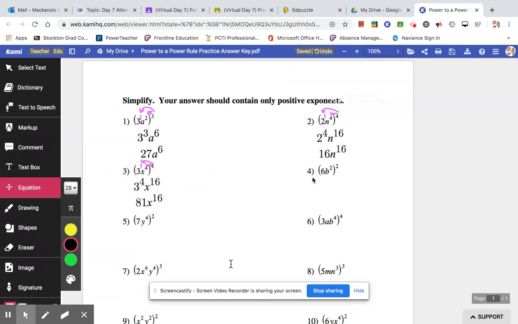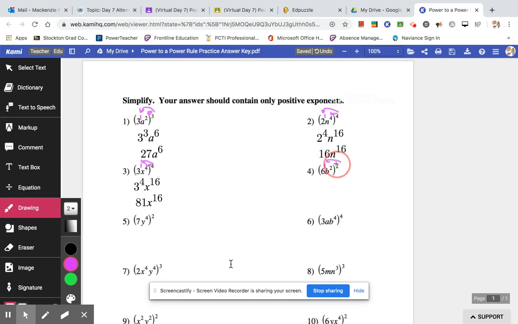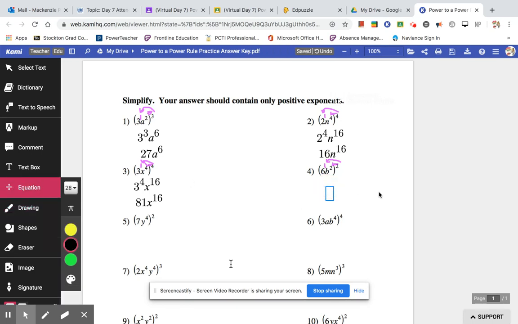All right, if we take a look at number 4, again, we have a 6 and a b, so I just want to put that 1 here, and the b already has 1. And then again, we're distributing the outside exponent to all of the inside exponents. So when I go to type that, I keep the 6. The 2 times 1 is 2. And then it will be b to the 4th, because 2 times 2 is 4.